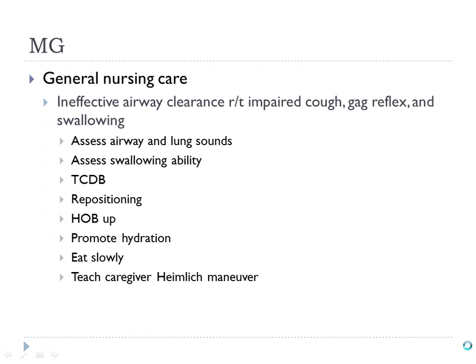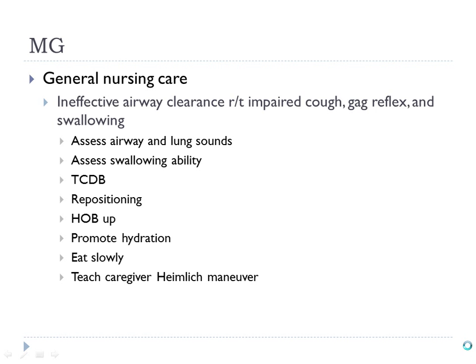So ineffective airway clearance would be a priority nursing diagnosis because of the airway or respiratory complications. So we would do all of our nursing things here to improve the clearance of the airway and to prevent aspiration, especially of food. Make sure that you know how to do the Heimlich maneuver. Everybody's BLS certified, though, but make sure that the person is taking care of it.